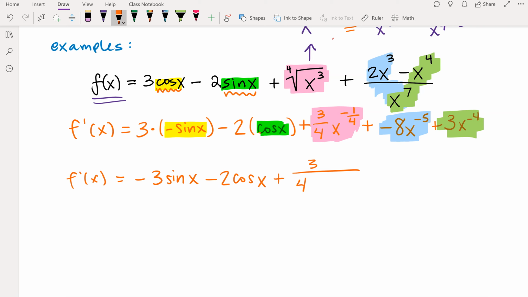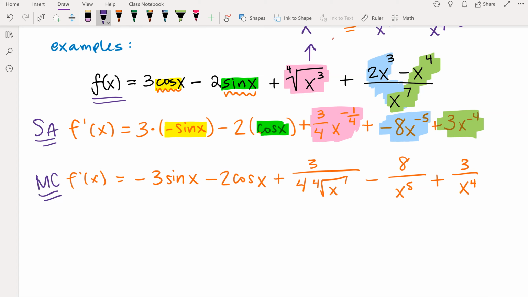And then power 1/4, that is the same as 4th root. So that's 4th root of x. Then we have -8 over x to the 5th. Again, the negative exponent pushes that x to the bottom, and then the exponent turns positive. And lastly, we have +3 over x to the 4th. There we go. This is multiple choice. Short answer was first, and then multiple choice. That's how your answers can be represented.